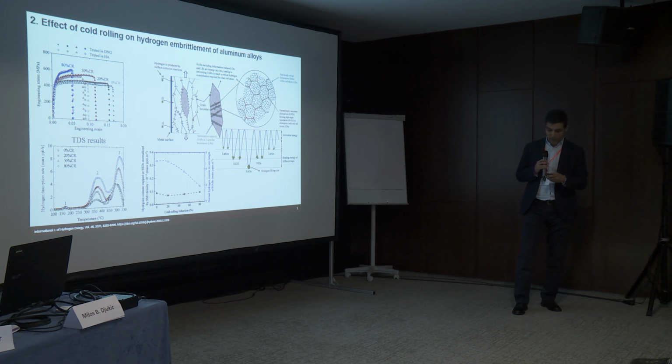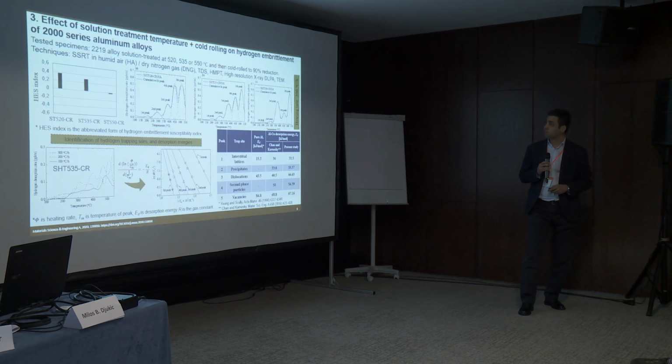Then finally, by combining TDS and the other techniques, we found that when we have more deformation, we will have more trapping by the high energy trap, which is HAB, and this can eventually lead to better distribution of the hydrogen if we have these phases. However, we can also see that SSDs, which are statistically stored dislocations, also trap hydrogen. However, they are not very effective in the behavior because they have middle energy.